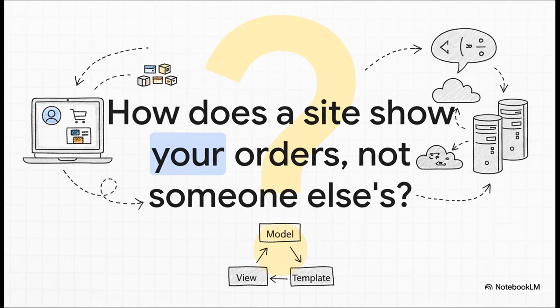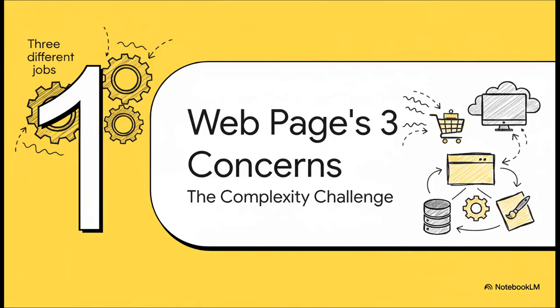You log into a site like Amazon, you go to your order history, and you see your stuff, right? Not mine, not your neighbor's, just yours. The page layout is exactly the same for everyone, but the data is completely personal. How in the world does a website pull that off? Well, the answer all comes down to how developers manage complexity.